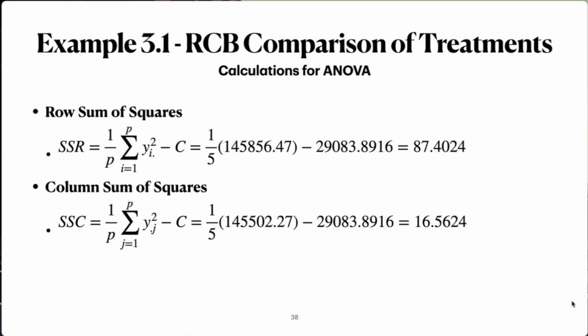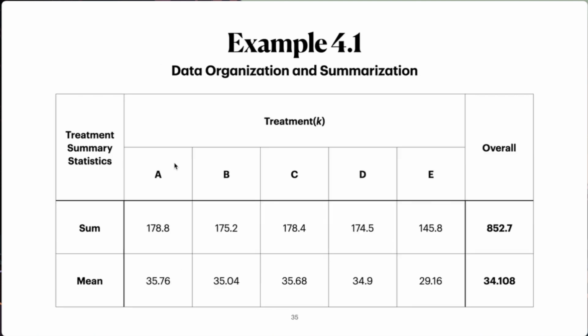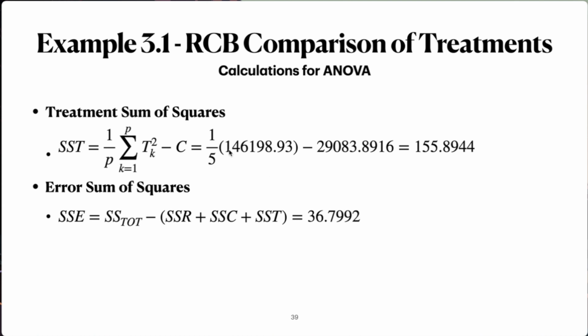Then next we calculate the treatment sum of squares, SST. To calculate this, we first square each of the treatment totals, then add those squared treatment totals up. Let's go back to the second summary table. We square each of these values and add those squared values up. Once we do that, we divide by P, in this case 5. From that, we subtract the correction term, and that gives us the treatment sum of squares, which is 155.8944.